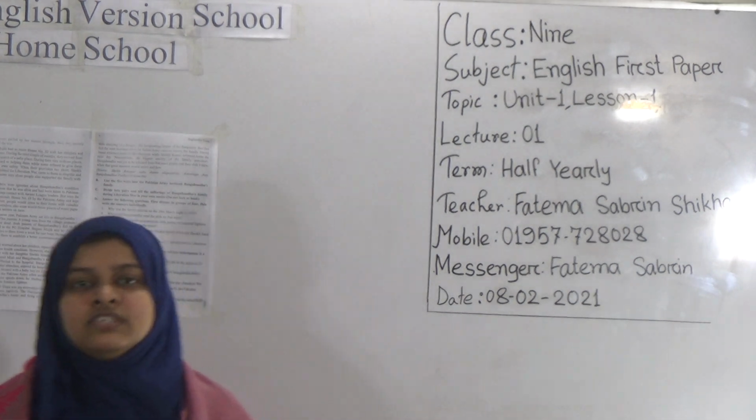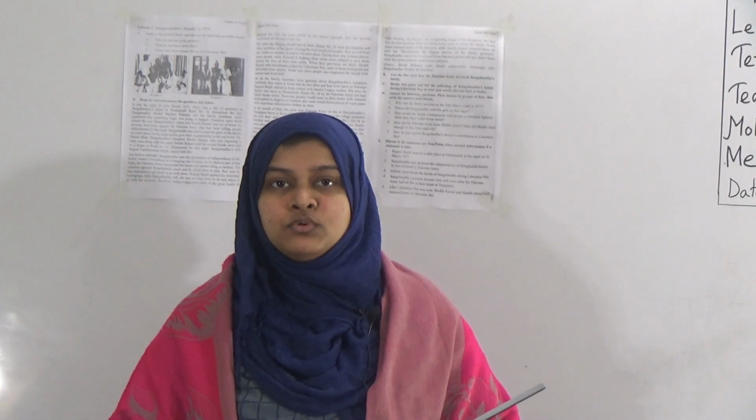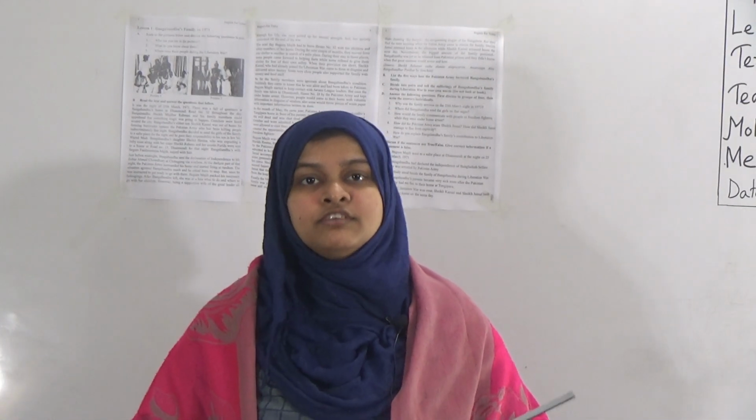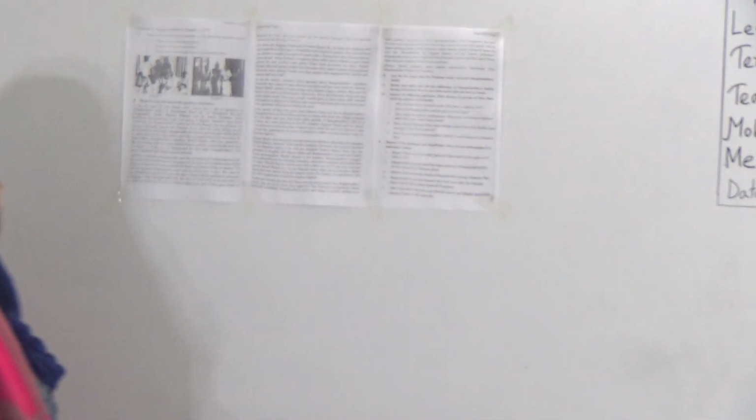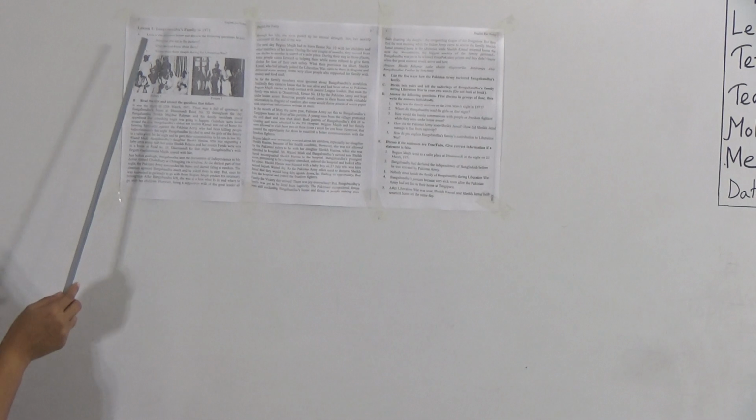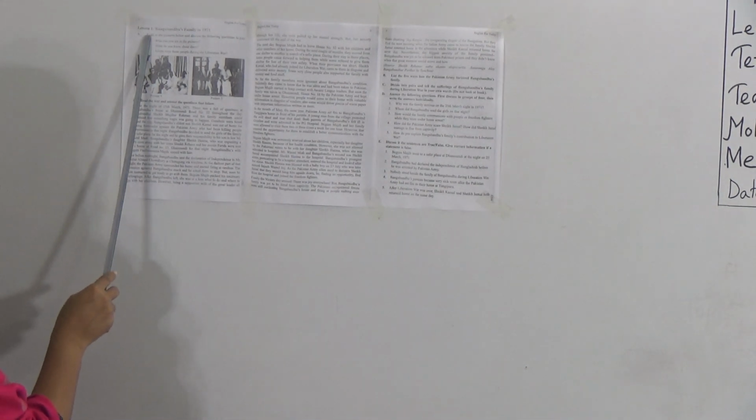Students, please take your English for Today book. We are going to learn about Bangabandhu Sheikh Mujibur Rahman and his family. So let's start. Unit 1, Lesson 1, Bangabandhu's family in 1971.